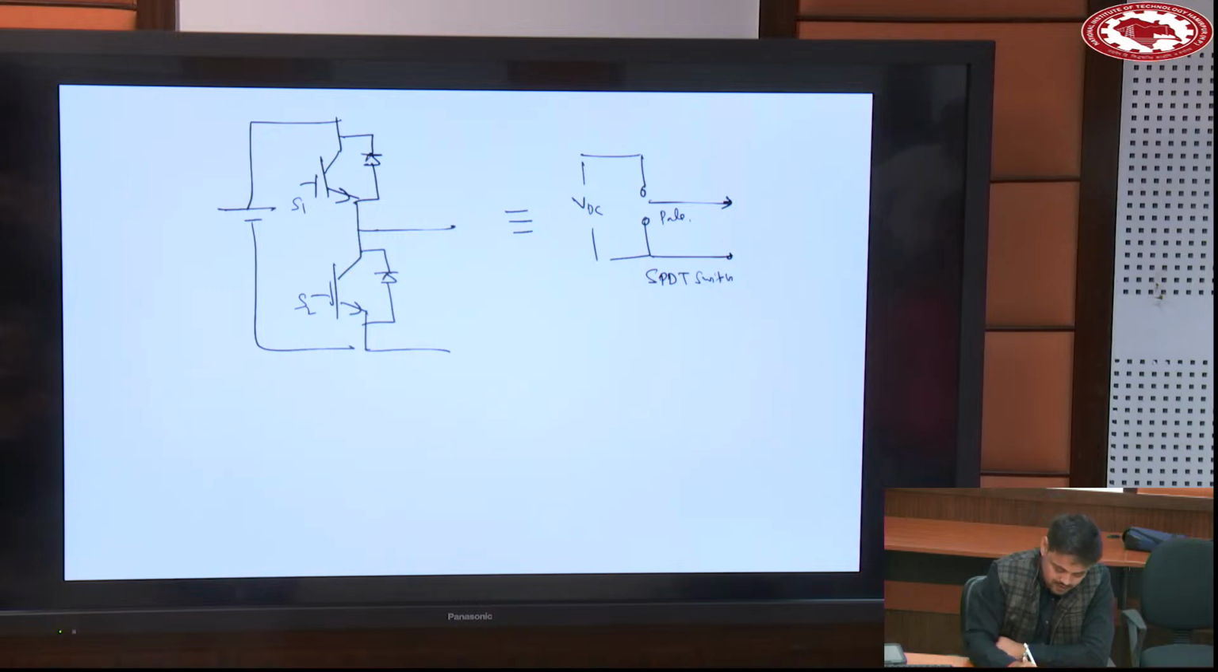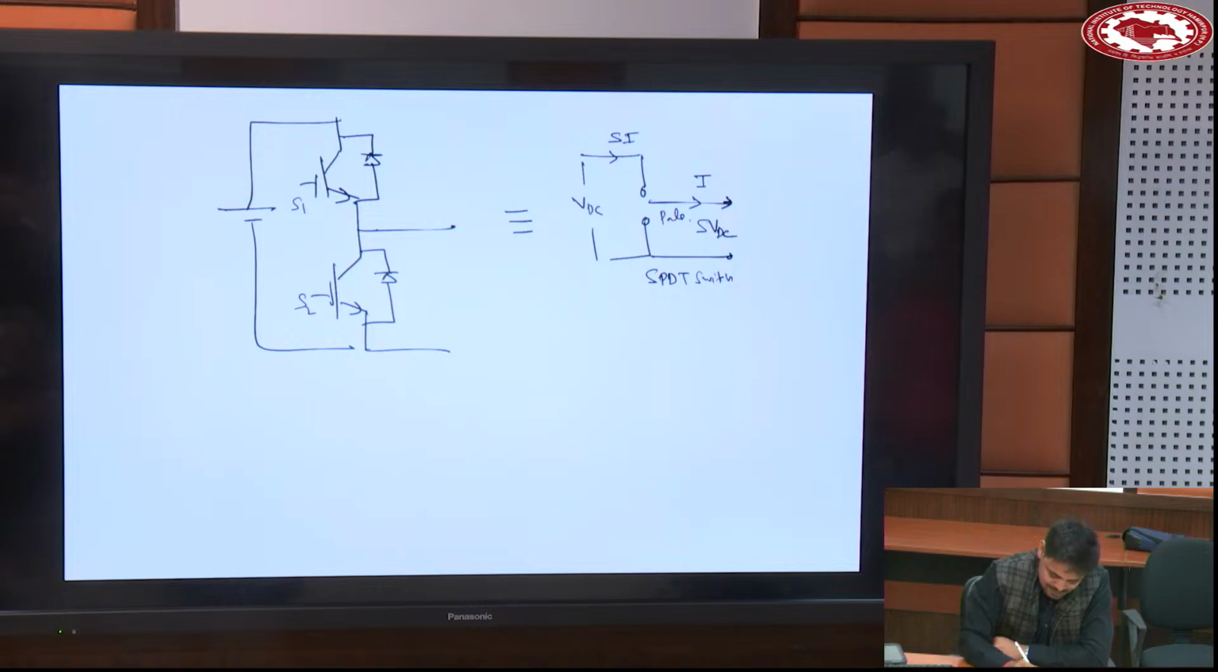What is the voltage here? Suppose this switching function is S. So here it is S VDC. If S is 1, then VDC. If S is 0, then 0. If the current here is I, then what will be the current here? When S is 0, then no current. When S is 1, then same. So this current is also SI.